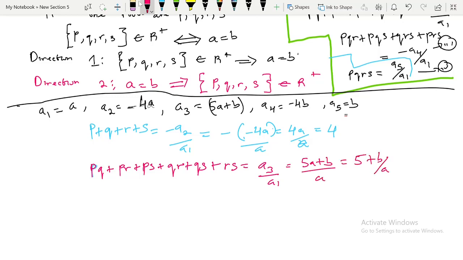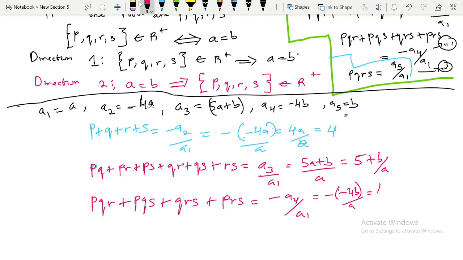When you simplify, then 4 at a time, it's 3 at a time, rather, is PQR plus PQS plus QRS plus PRS. And this is going to have a minus because it's minus plus minus, which is minus 4B over A, which is 4B over A. Then the last one is PQRS, which is A5 over A1, which is basically just B over A.